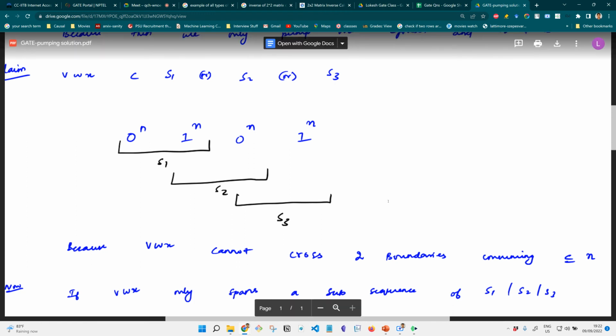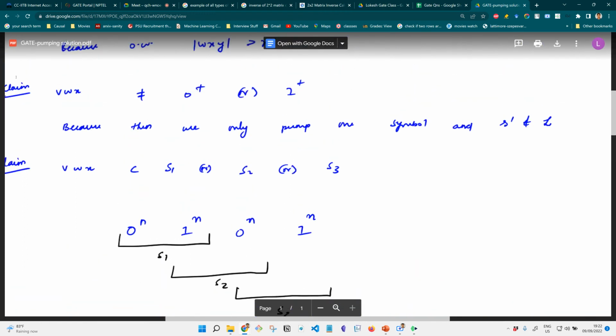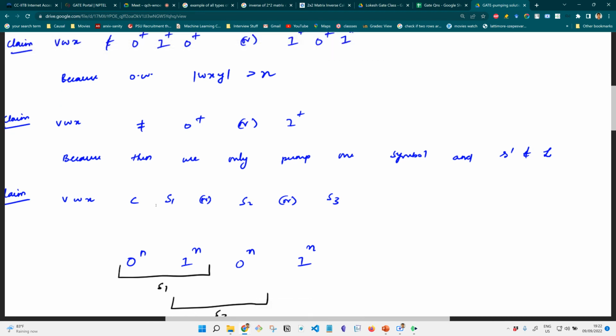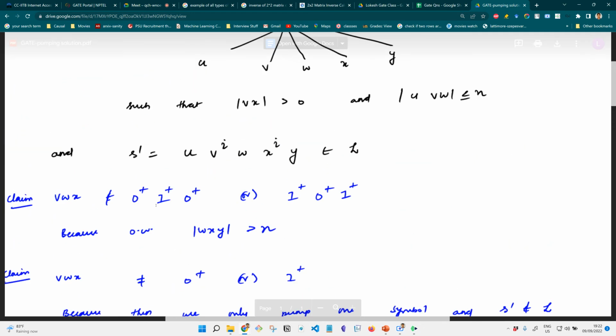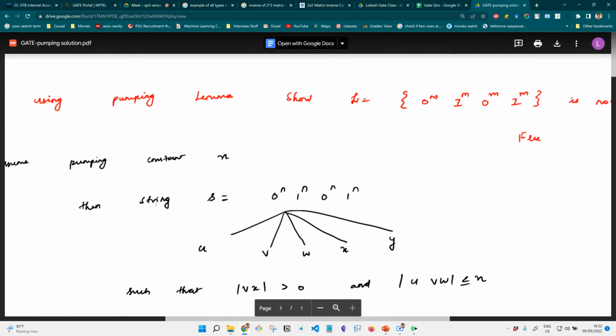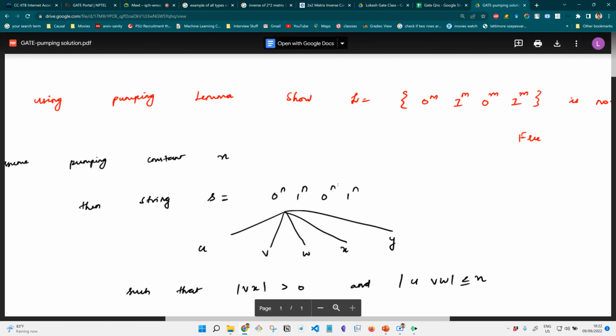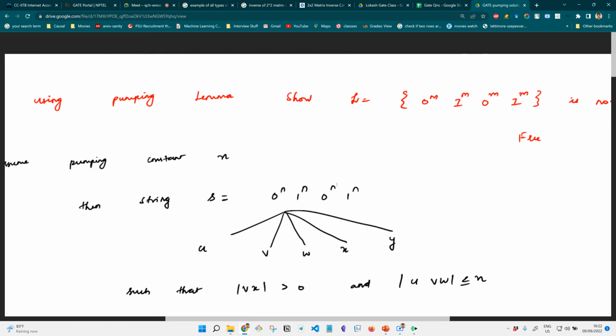So with this argument, you consider all possibilities of vwx, and in all possibilities, when you pump v and x, the S prime that you get after pumping will violate the pumping lemma. That is why this is not a context-free language. Got it? Let me know if you have any doubts. Otherwise, we'll end the session.